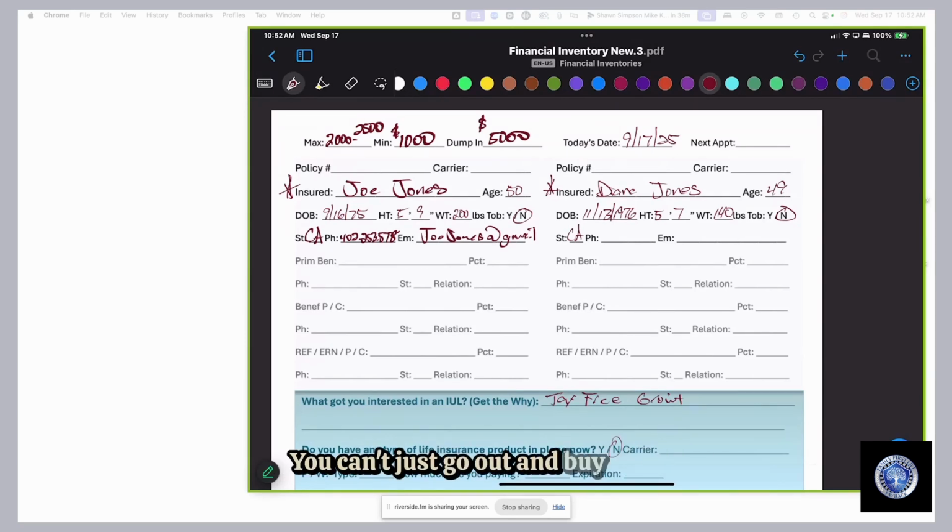You can't just go out and buy this. You have to qualify for it. If you like the illustration, the next step is to submit a request to the carrier to see if we can even get you approved. And that'll take probably anywhere from, if they think you're super healthy, it could be 24 hours, could be up to 6 weeks. It really all depends. So you can't just go out and buy it right away. The best thing we can do is just submit a request after if you like the illustration.